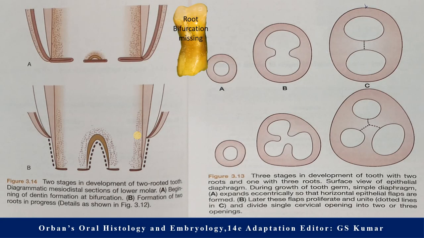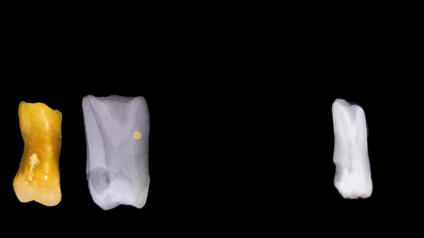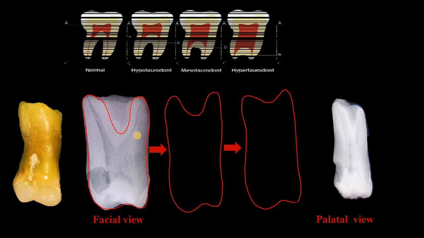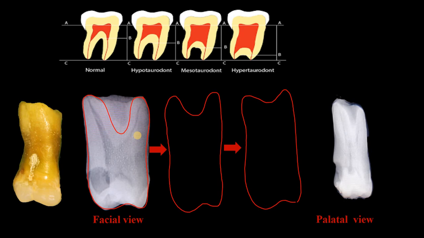As you see here, in taurodontism, the bifurcation is missing. The bifurcation is mainly due to the folding of Hertwig's epithelial root sheath progressively as it goes apically. The enlargement of the pulp is at the expense of the root. In case of a taurodont, the bifurcation moves more apically, and like you see in this animation, the more apical it goes, the degree of its severity increases. So the mildest being a hypotaurodont and the most severe being a hypertaurodont.